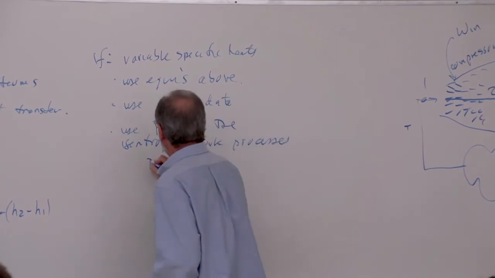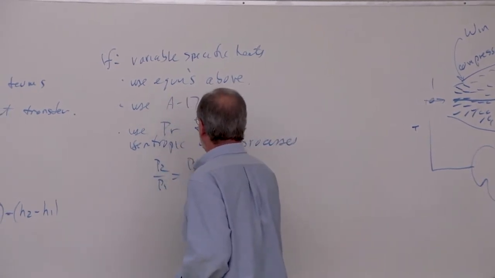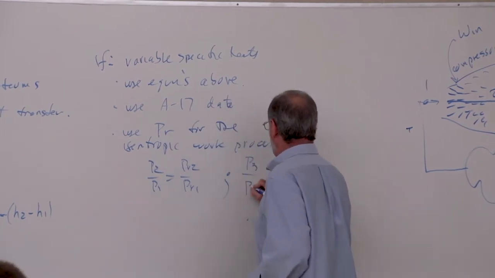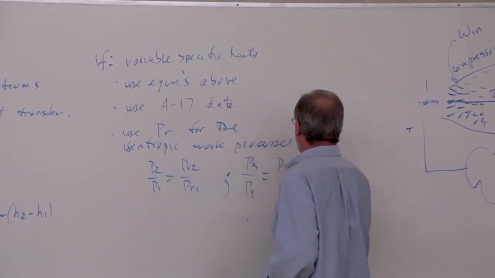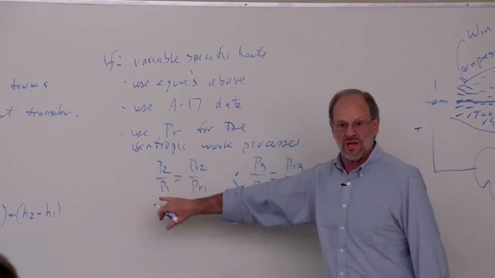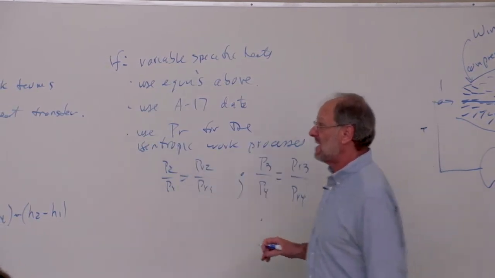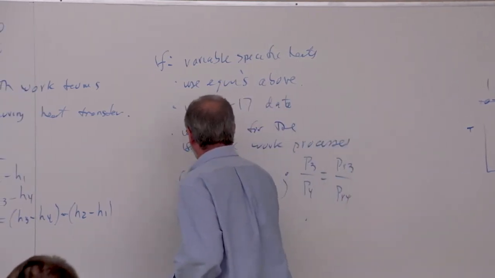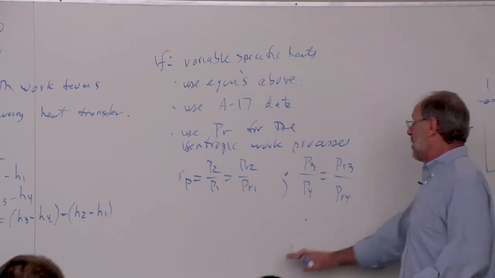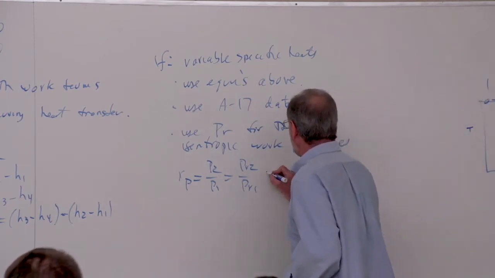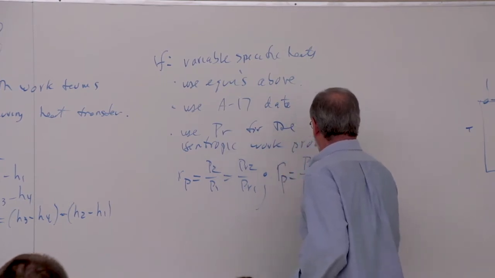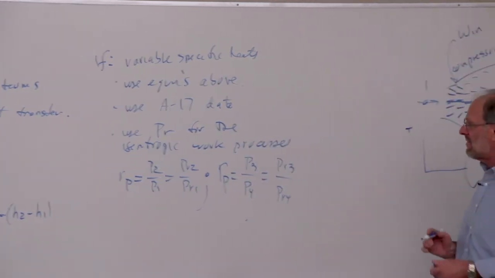In other words, P2 over P1 is going to be PR2 over PR1, and similarly, P3 over P4 is PR3 over PR4. And by the way, P2 over P1 is the pressure ratio. So the pressure ratio is P2 over P1, which is PR2 over PR1, or that pressure ratio is P3 over P4, which is equal to PR3 over PR4.